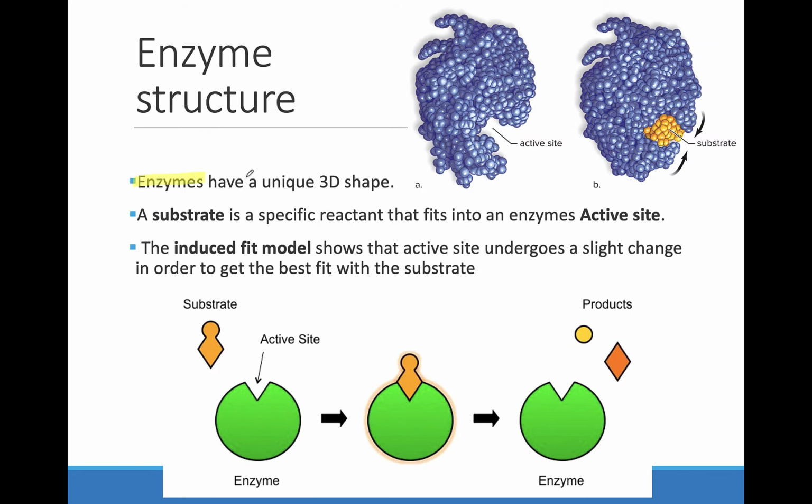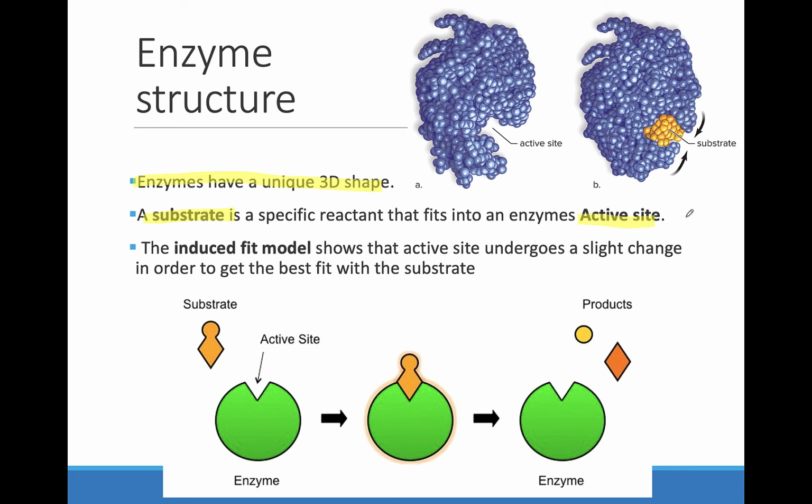Enzymes work because they have a unique 3D shape. A substrate, which is the reactant in the chemical reaction, can fit into the active site. Each enzyme is very specific to only certain substrates. If a substrate is slightly different in shape, it will not fit into the active site.